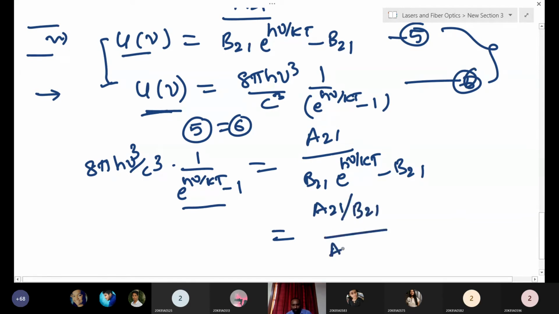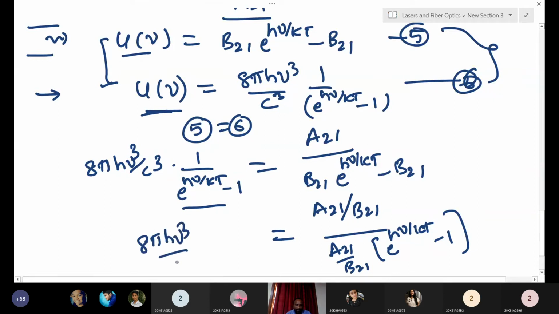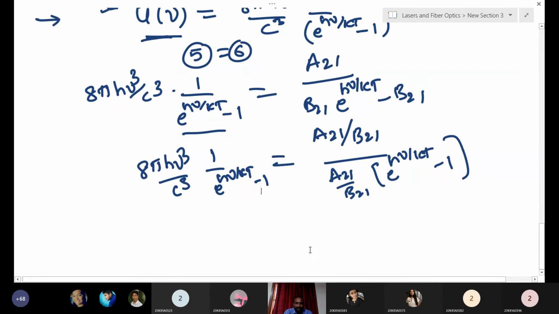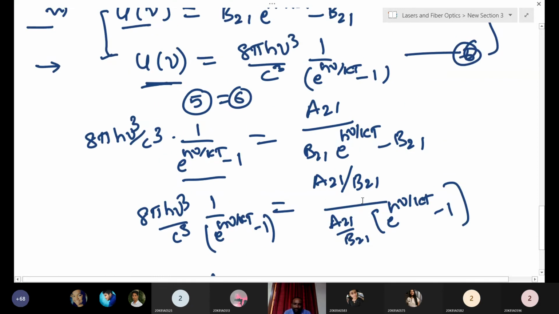Okay, so A21 by B21, and here you can write e to the power of h nu by kT minus 1. Here you can write both terms as 8 pi over e to the power of h nu by kT minus 1. If you compare these two results closely, here A21 by B21 is equal to what? Sorry, here B12, right? Here B21, this is B21.